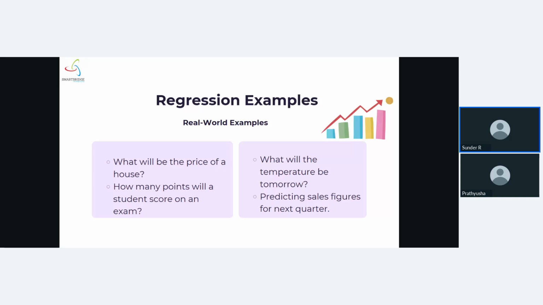So depending on these things, we will be able to predict the temperature. Depending on these numerical terms, we will be able to predict what the temperature could be. Is it clear? Next, coming to predicting the sales figure for the next quarter.